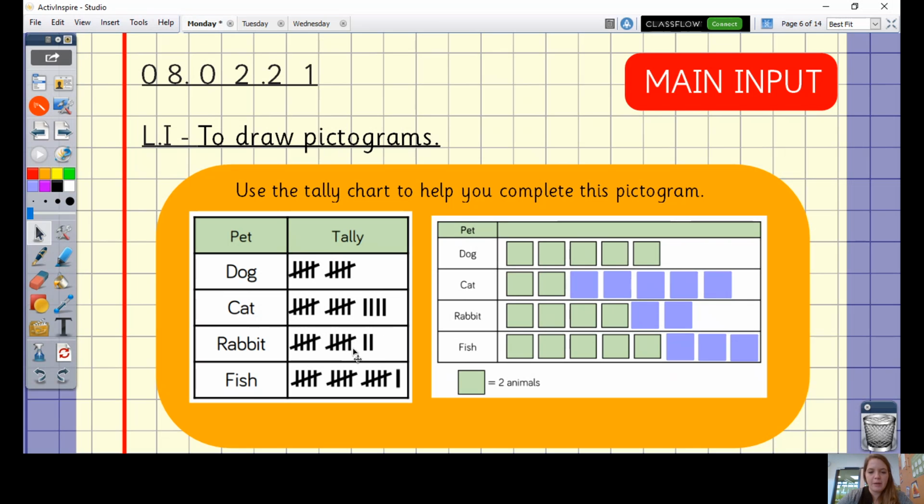And then my rabbit, in my pictogram, I have 12. In my tally chart, I have 12. In my pictogram, let's just count to check. 2, 4, 6, 8, 10, 12. So I've added 2 more squares.